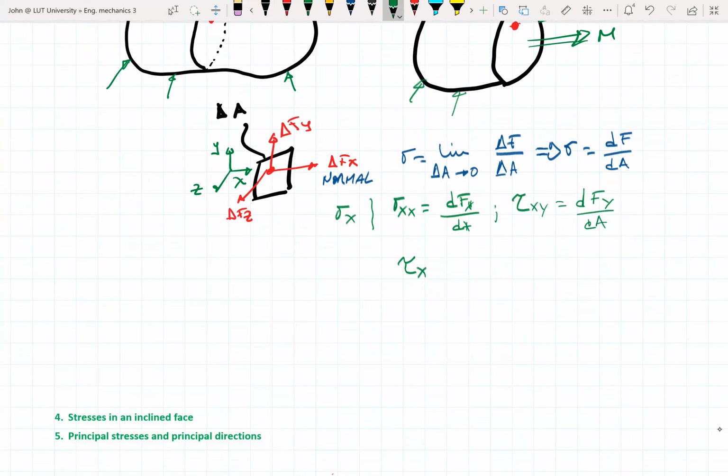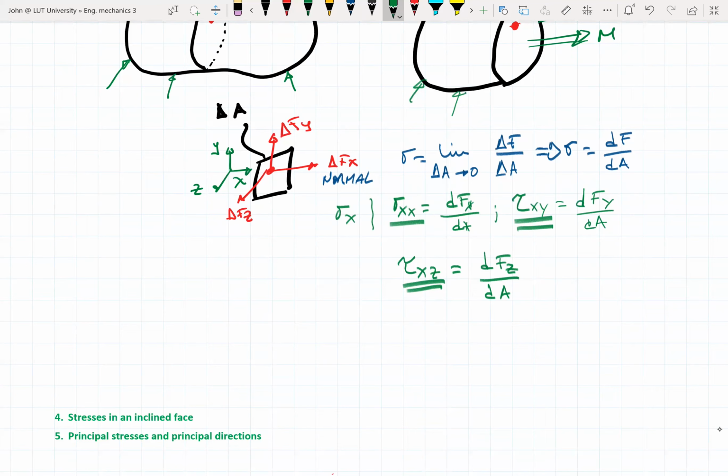Shear stress, tau xz, is equal to the differential of the force in the z direction divided by the differential of area. Then we have something that you already know, but I'm reintroducing here. This is the normal stress, and these are shear stresses. Normal because it's pointing normal to the plane we are studying, and shear because they are tangential to the plane.